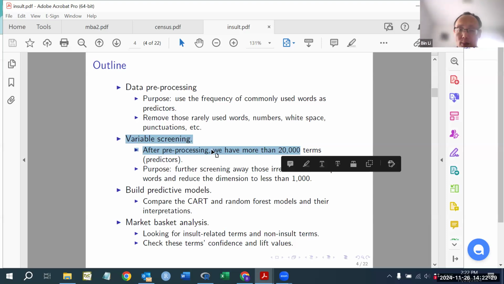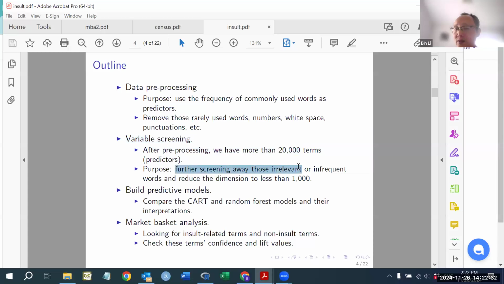data set. Okay, so the purpose is to further screen away those irrelevant or infrequent words and reduce the dimension to less than 1,000. After this step, in step 3, we will build predictive models, and we mainly focus on the classification tree and the random forest. We will also do the interpretations. And the last one is we will also apply it for the market basket analysis. So we are looking for some insult related terms and non-insult terms, and we will check these terms' confidence and the lift value.